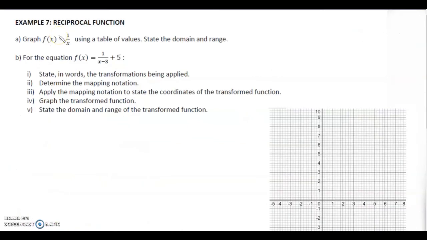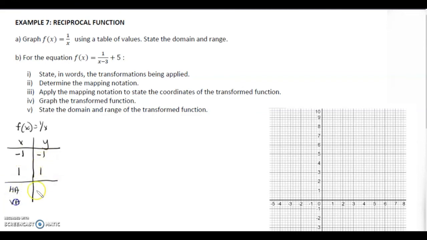Okay, reciprocal function. Graph f of x equals 1 over x. It is a unique one, and then we're going to state domain and range. So for the x and the y, I only need 2 coordinates. I need the -1 and the 1. That's it. So -1, 1, 1.